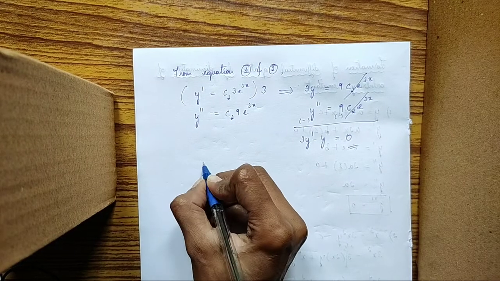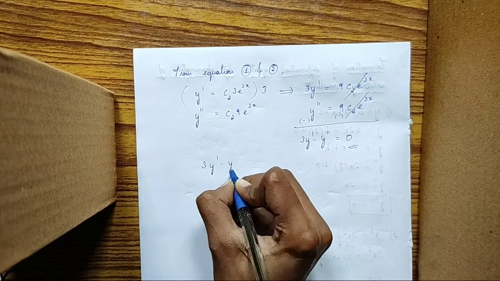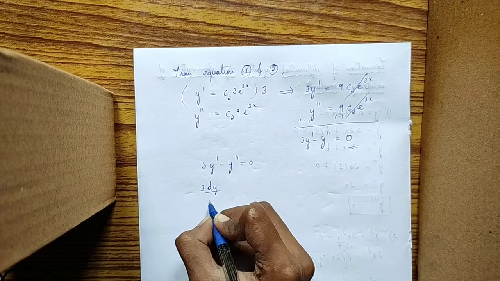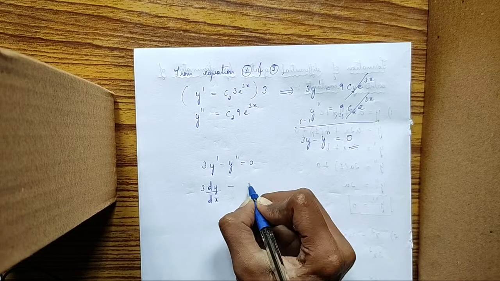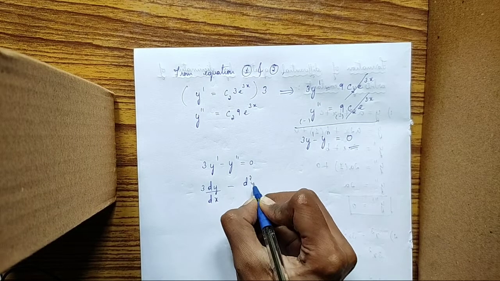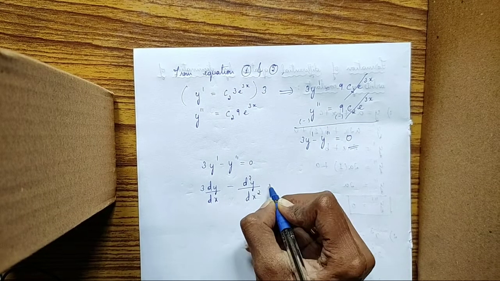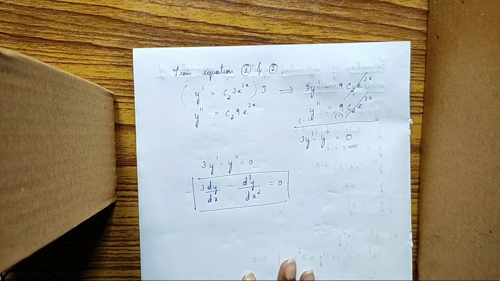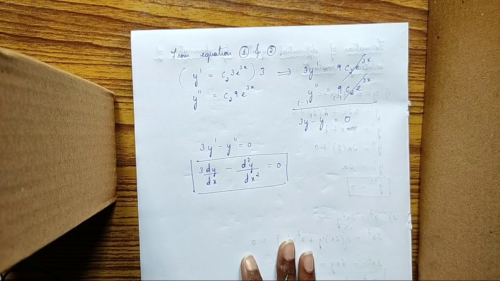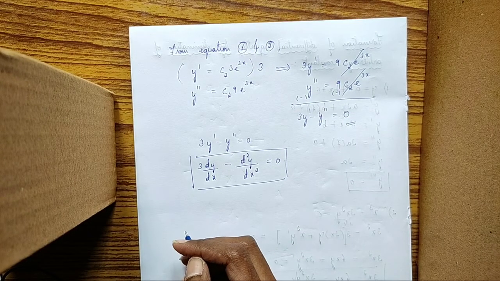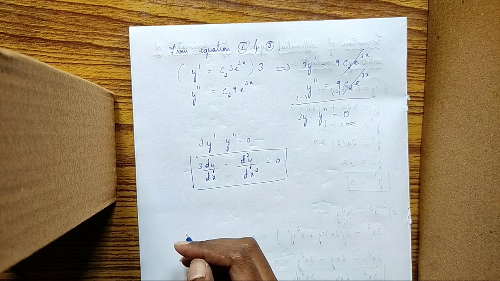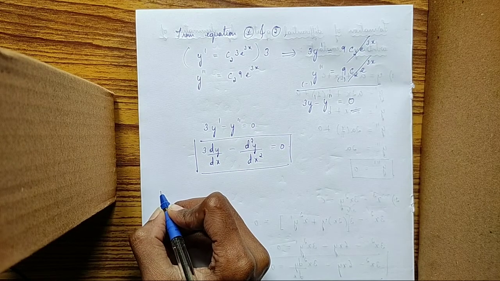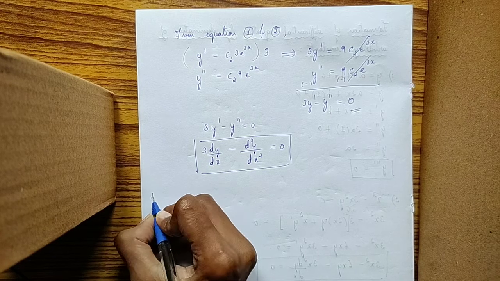So our required equation is 3y' minus y'' is equal to 0, which can also be written as 3 dy/dx minus d²y/dx² is equal to 0, which is the required differential equation. I hope everybody is clear with the topic, and this is a simple, easy topic, right? So let's get into the next question.